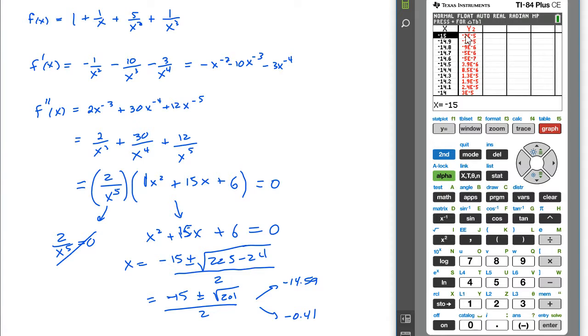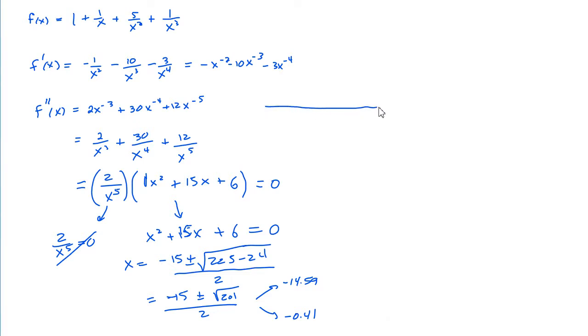I'm going to summarize that. Sorry that the calculator's going to disappear for a minute, but that's all right. We can bring it back. Here's negative 14.59, which is essentially negative 15 minus root 201 over 2, approximately negative 14.59. Here is negative 15 plus root 201 over 2, which is approximately negative 0.41. And then, of course, 0 is important as well. Let me extend this a little bit. This is for my second derivative.